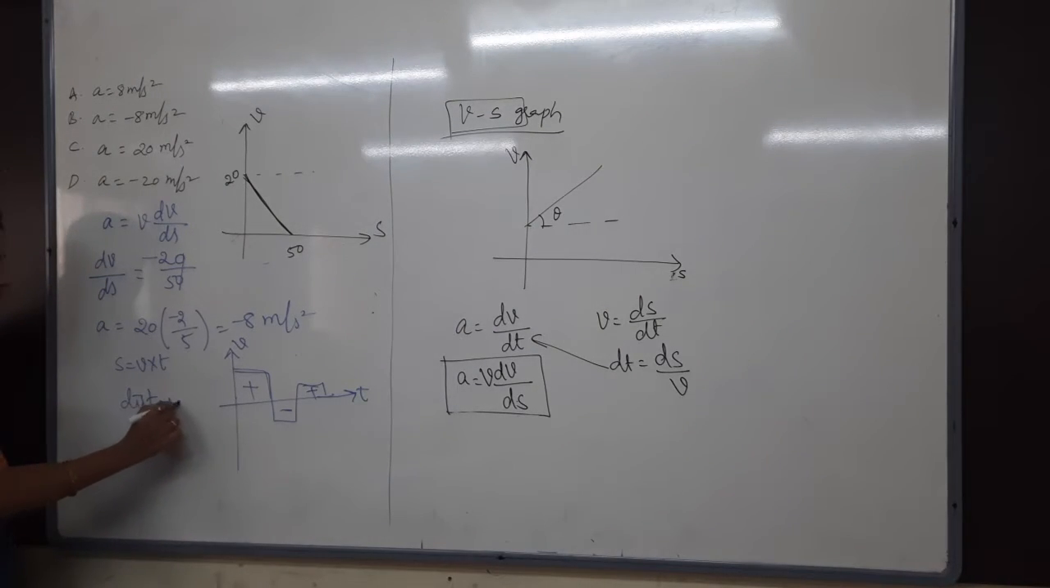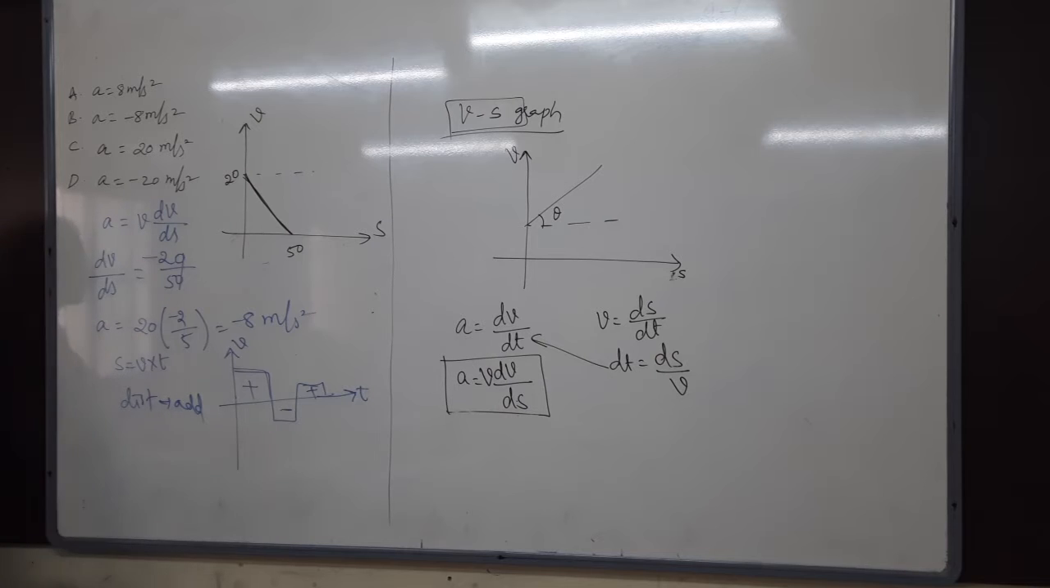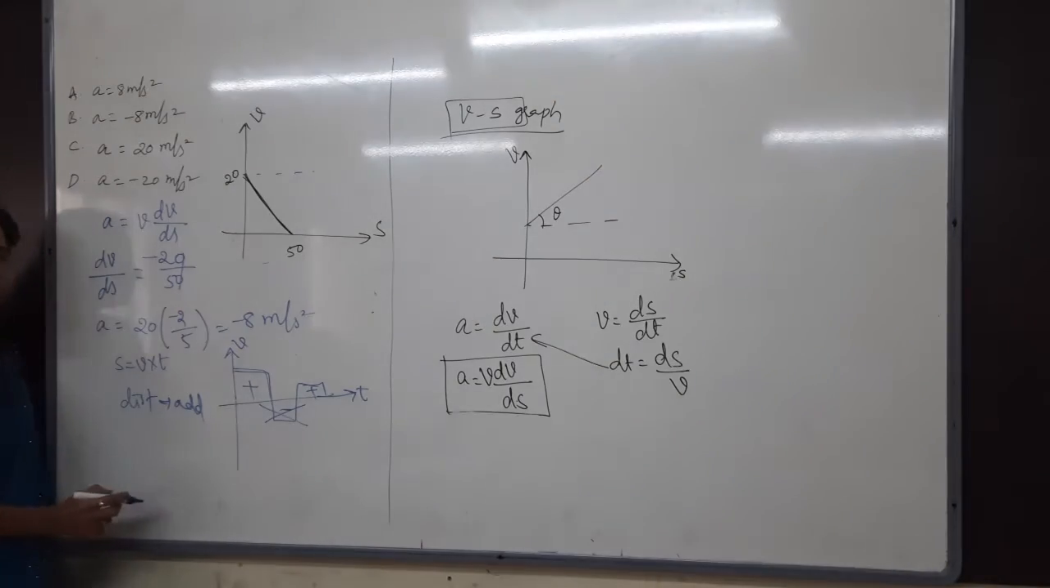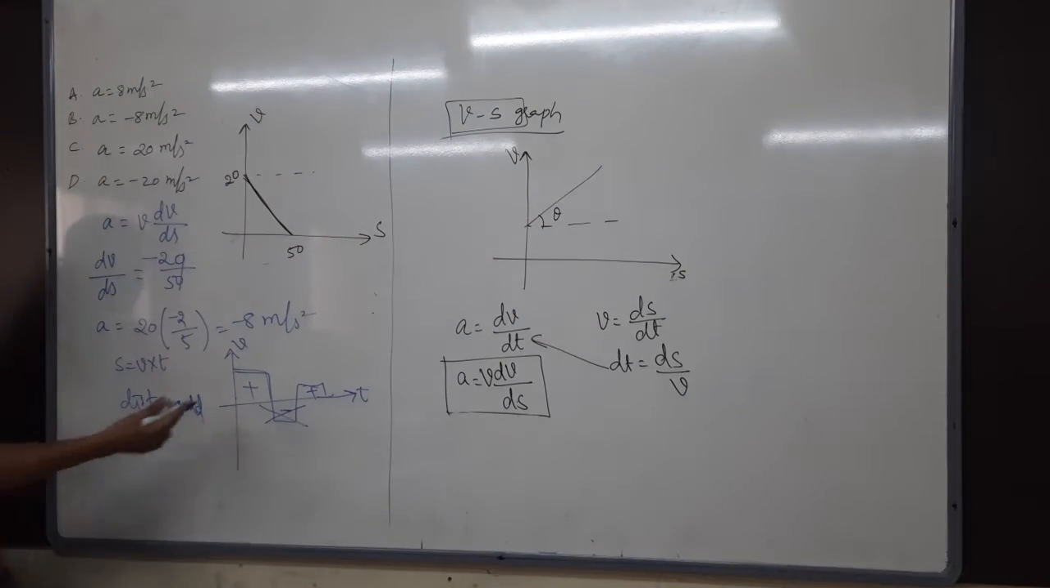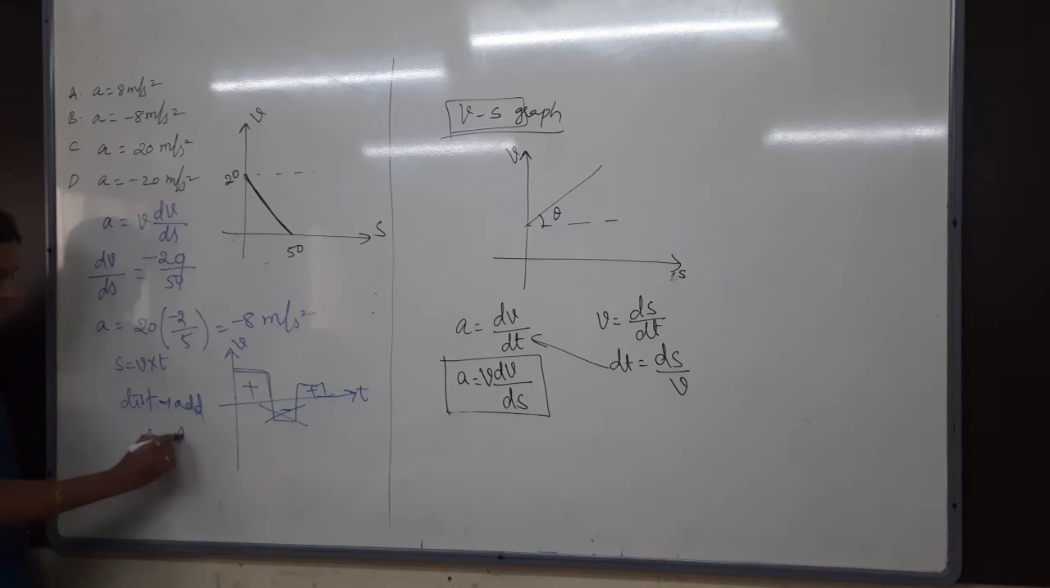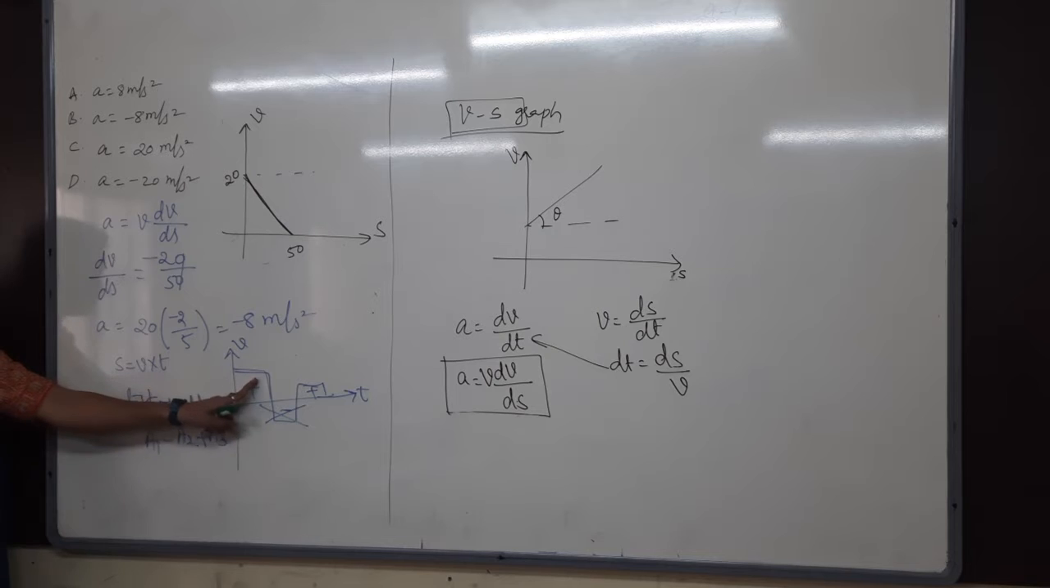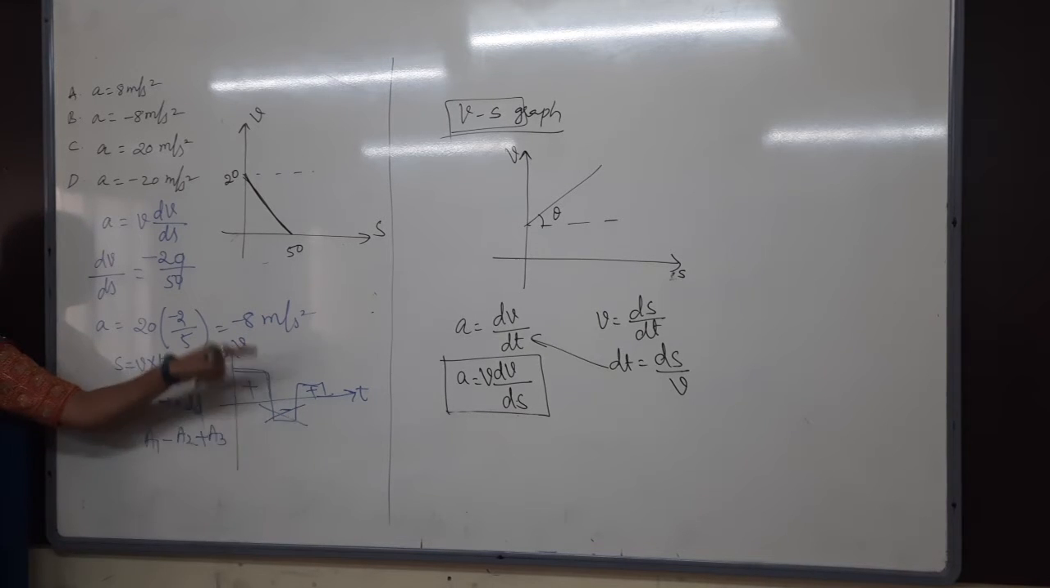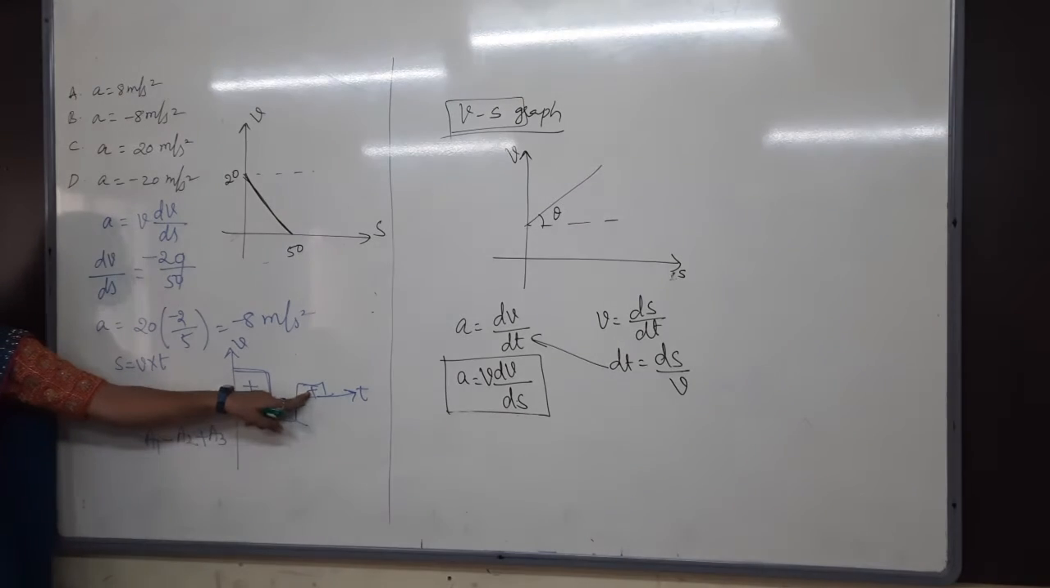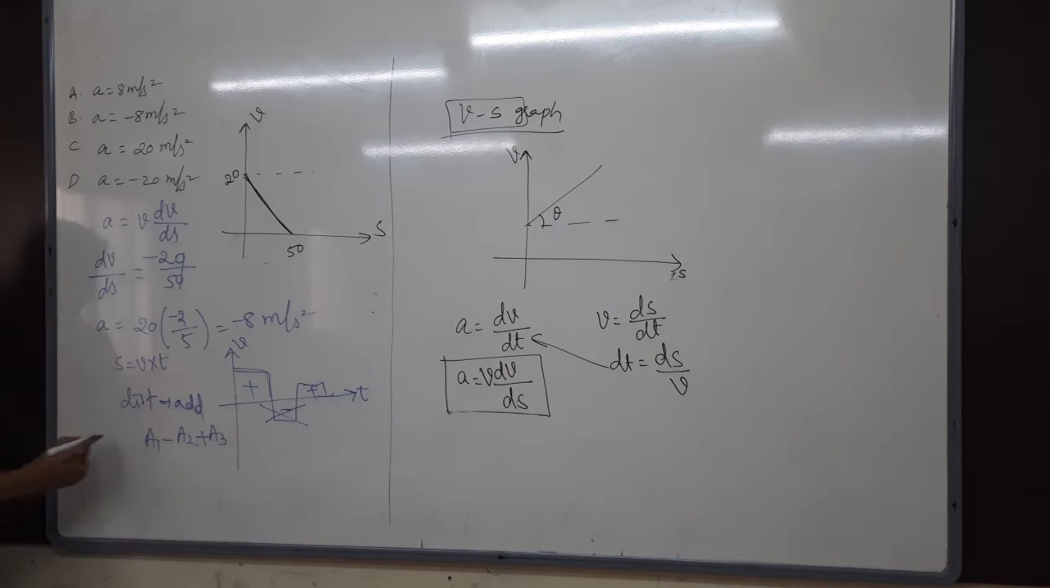For the distance, everything you have to add only. That might be either plus or minus, you have to take everything as plus only. For the displacement, displacement can be positive or negative. So whichever is negative, you have to subtract. Nothing but here what will we get? A1 minus A2 plus A3. Area of the first one minus A2, why? Because this is coming in the negative y-axis, and then plus A3 you have to do. This will give you the displacement.